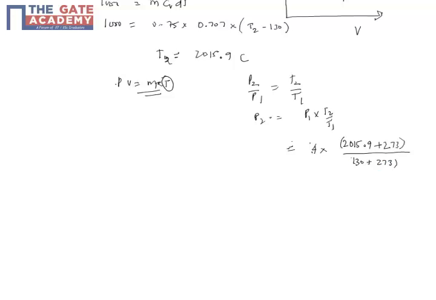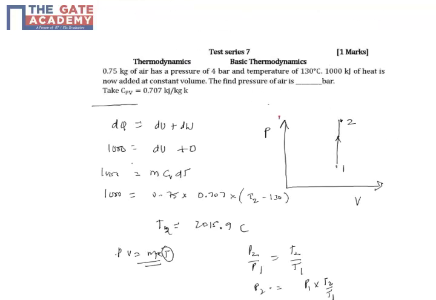So if you take the ratio and find out the pressure, it comes out to be 22.64 bar. 22.64 bar is the final pressure in this problem. So this is a very simple problem. Thank you.